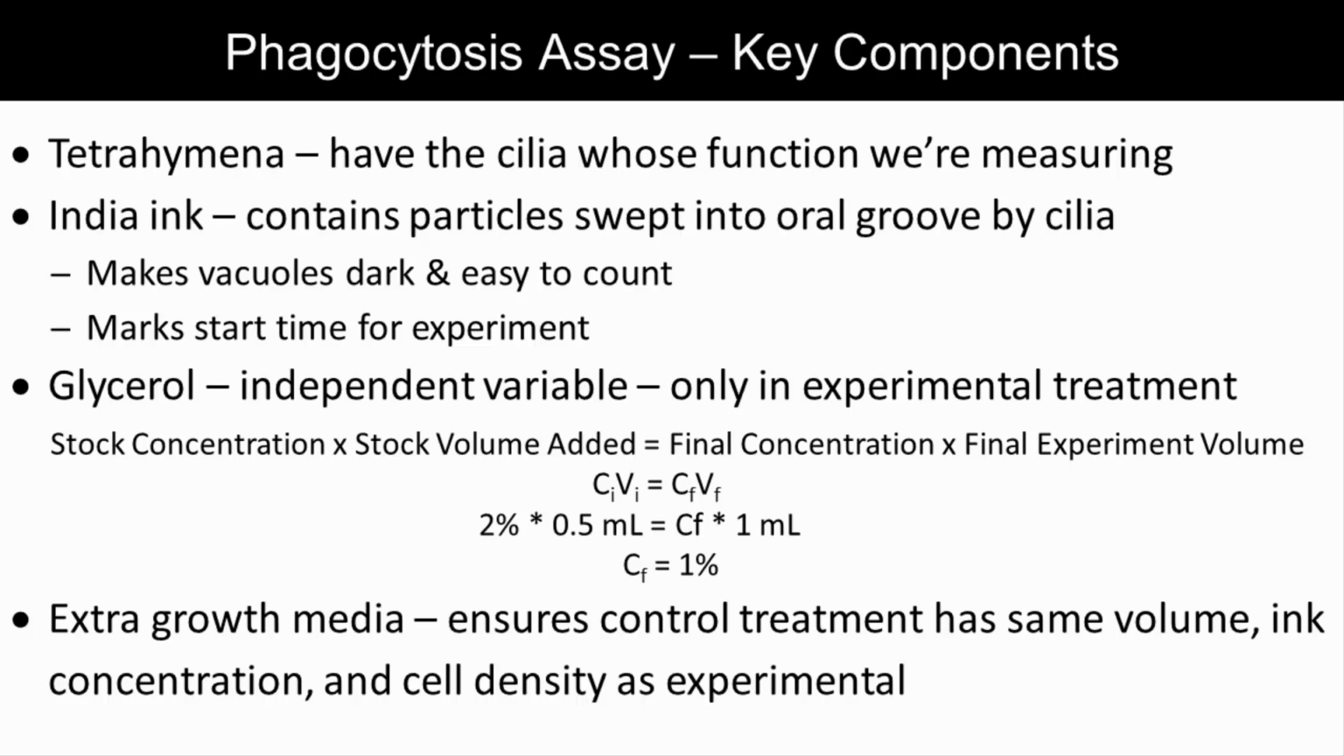However, the experimental tube has a volume of 1 milliliter and an ink concentration of 0.5%. That difference could have a major effect on the experiment. So adding another 500 microliters of regular media to the control tube keeps the volume and ink concentration constant across both treatments. Now let's check in on the tetrahymena 5 minutes after we added the ink.